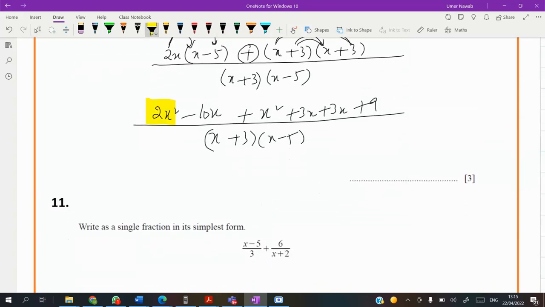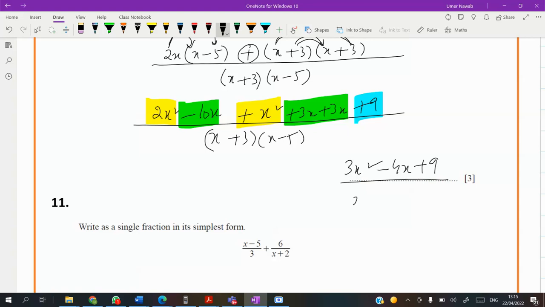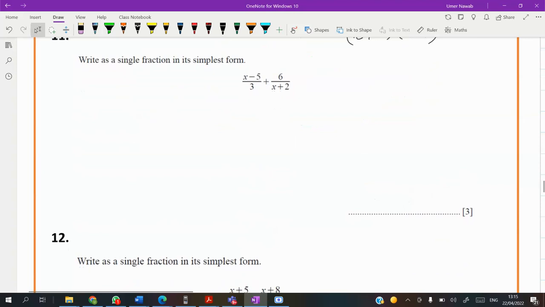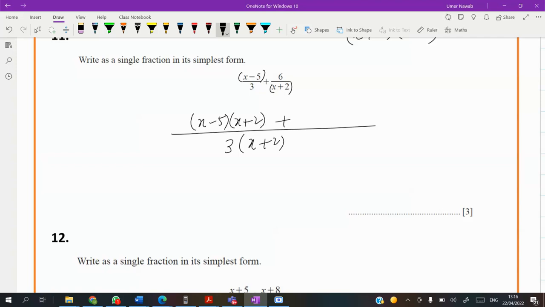How many x squares do we have? We have 3x squares. How many x's do we have? We have minus 4x. There's a single 9. Just copy it. So x plus 3 and x minus 5. Next question. 3x plus 2, x minus 5, x plus 2 plus 3 multiplied with 6.